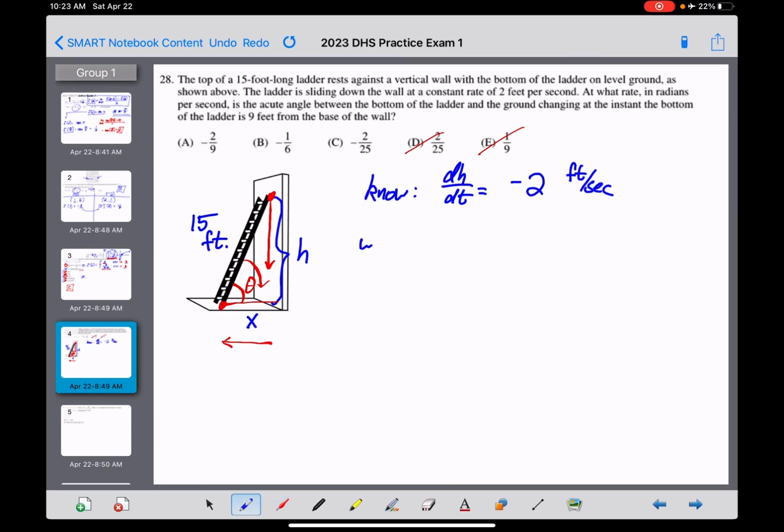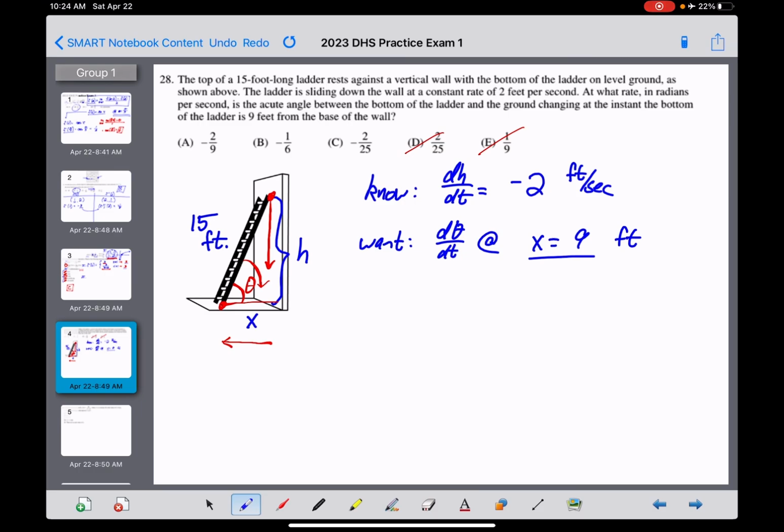Anyway, so what we want to know, everybody, is the derivative of theta taken with respect to t at the moment when x is equal to 9 feet. Now, what's interesting about this problem here is they've given us an x value for when to evaluate this, but we don't know the derivative of x with respect to time, and we don't want to know the derivative of x with respect to time. So I think I know where this is going, but let's let it play out.